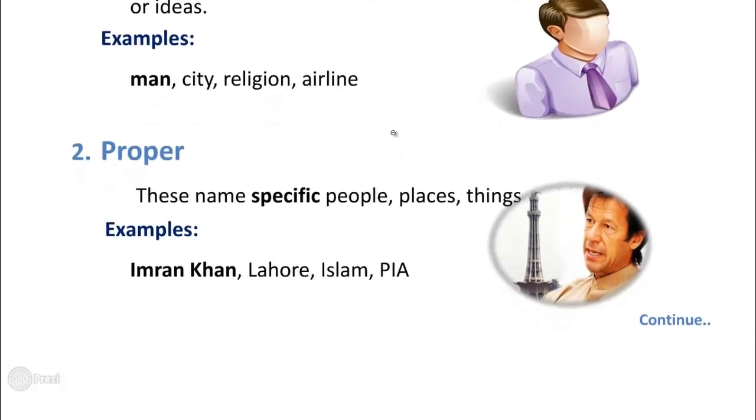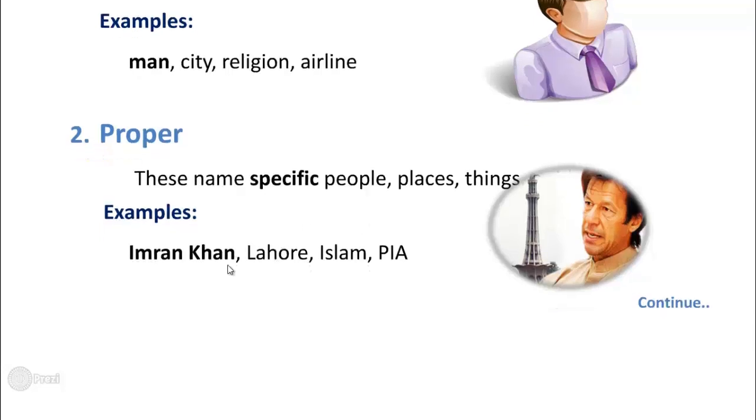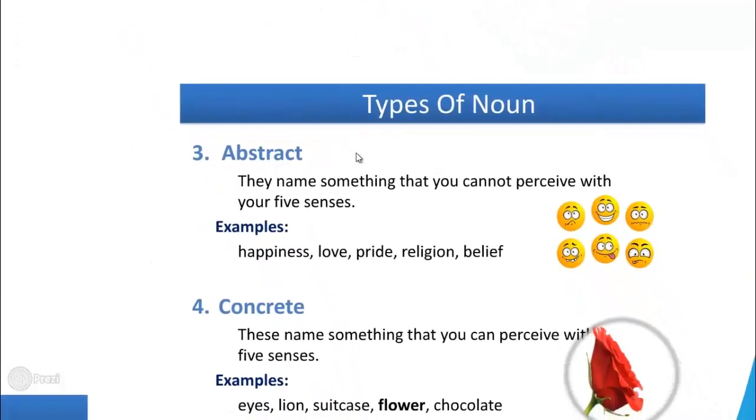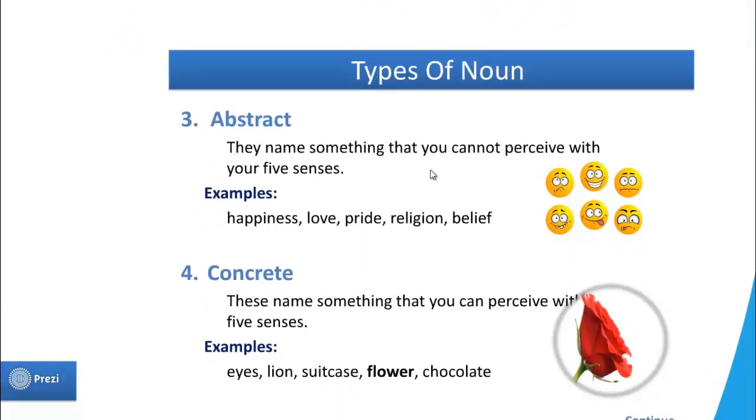And then we have proper nouns, which name specific people, places, or things. And this is an example. These are places, these are specific religions, this is the name of a person. This is proper, it is like something that is thought of to be yours, or the person that uses it gets it.